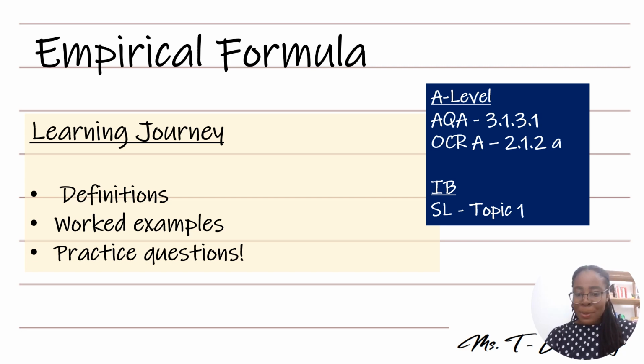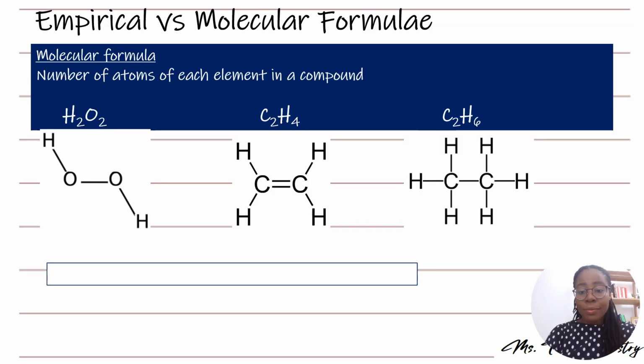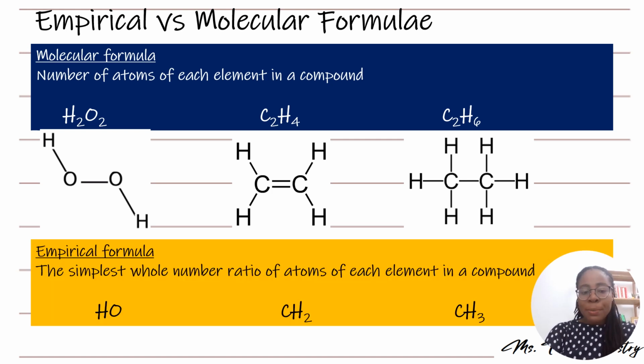Today's tutorial is on empirical formula, starting with some definitions, worked examples, and then of course some practice questions for you to try. So we're very familiar with molecular formulae, which is just the number of atoms of an element in a compound. But when we get to empirical formula, that's the simplest whole number ratio of atoms of an element in a compound. So we would find the highest common factor and then simplify. So for H2O2, we can divide both by 2. C2H4, again, divide by 2 to give CH2, and C2H6, again, divide by 2 to give CH3.